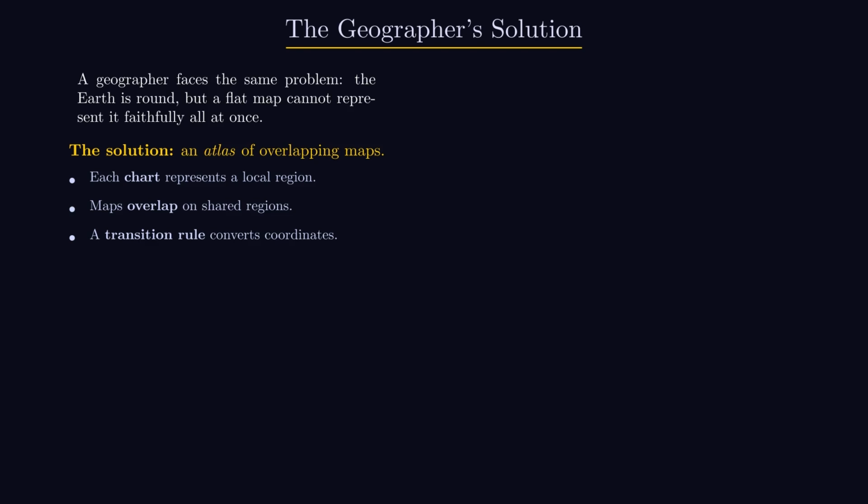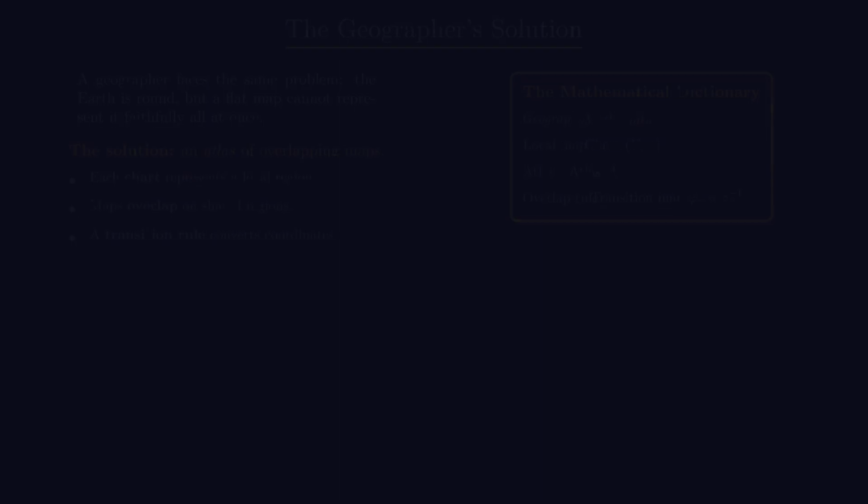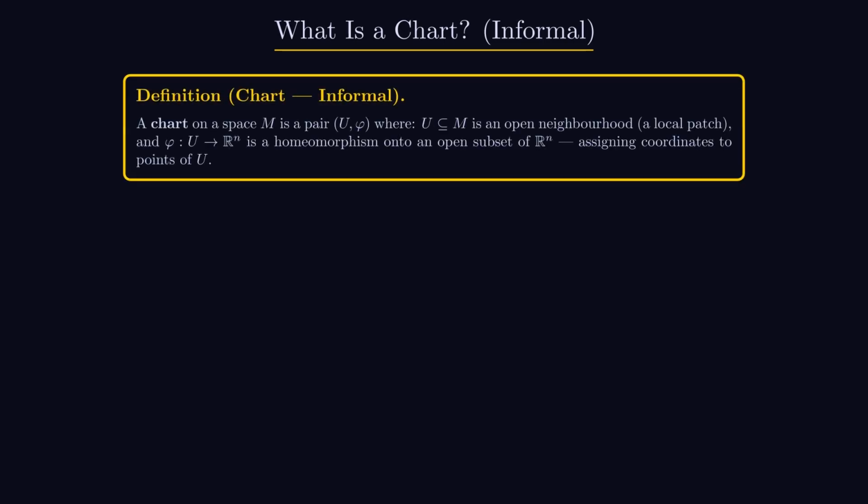Here is the mathematical dictionary. A local map becomes a chart. The atlas is our collection of charts. And the overlap rule becomes the transition map, phi_alpha composed with phi_beta inverse. Let us define the central object more carefully. A chart on a space M is a pair (U, phi), where U is an open neighborhood, a local patch in M, and phi is a homeomorphism from U onto an open subset of R^n.